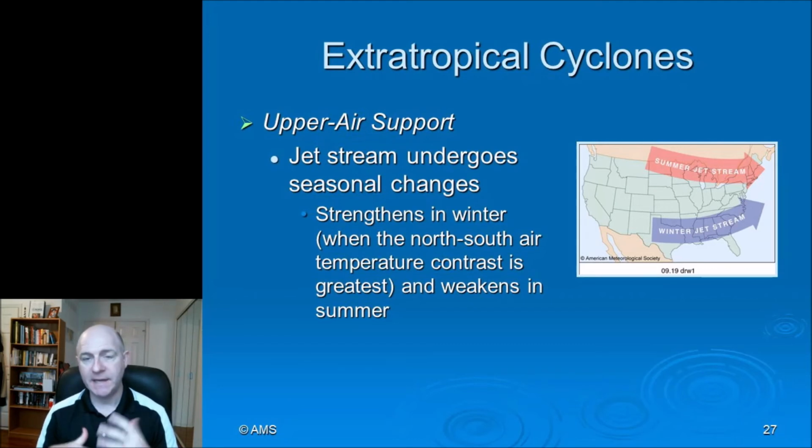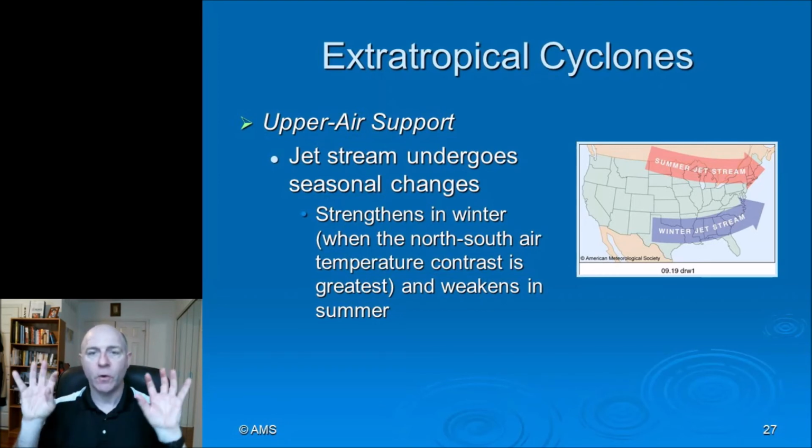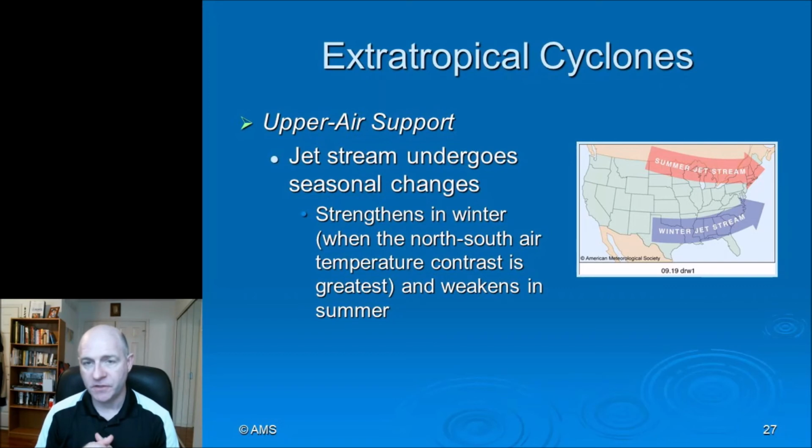All right, so the mean average position of the jet stream in the winter is farther south. During the summertime, the continent heats up, so the coldest of the air retreats toward the pole, so the average position of the jet stream is farther to the north.